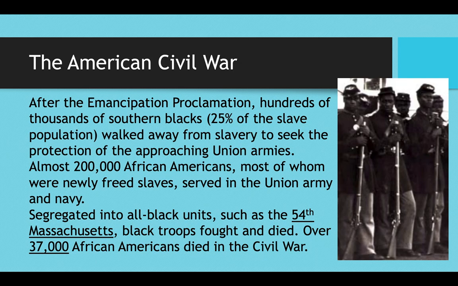They were segregated into all-black units, the most famous of which was the 54th Massachusetts Unit. This was the first black division. These were the first black soldiers to see action in the Civil War. They fought at the Battle of, in Tennessee, it escapes my mind. It'll come to me in a second. But it was the battle on the fort that the Confederates were defending from the Union. All right, so over 37,000 African Americans died in the Civil War.